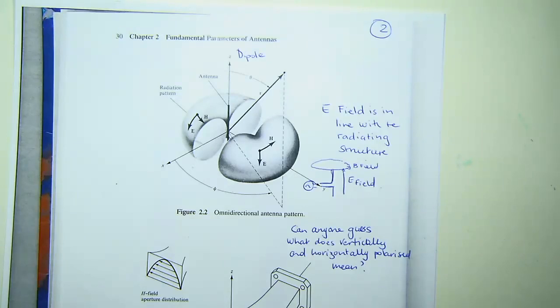So a dipole is what kind of antenna? What kind of radiation pattern? It's not isotropic. I mentioned it, it's omnidirectional. And what does omnidirectional mean? Who can remember? It's directive only on one plane, right? So that means on the other plane, it radiates equally.